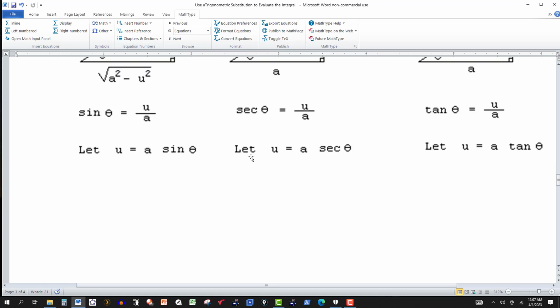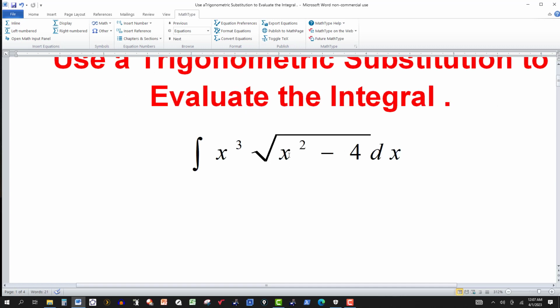And here we're going to use the substitution secant theta equal to u over a. We'll let u equal to a secant theta. In our case, it's just going to be x. So in that setup, the u will be the x. It's u squared minus a squared. A will be 2. The u will be x. So the idea then is to use those trig substitutions to transform this integral into the variable theta, evaluate it, and then use the triangle to get it back into the variable x.